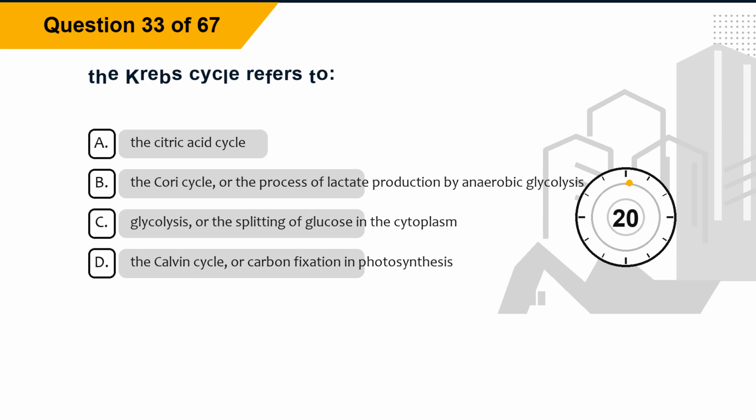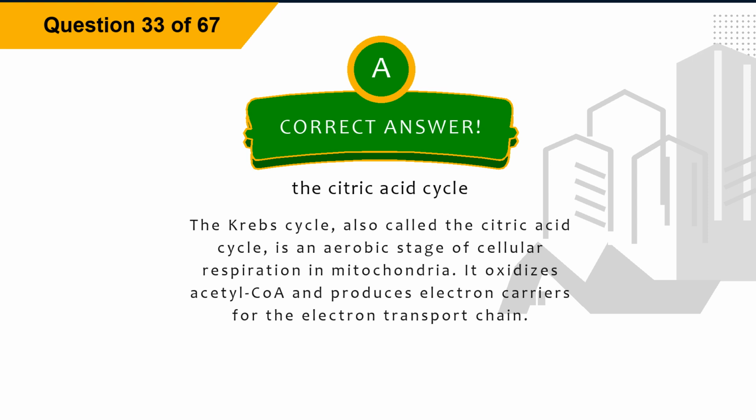Question 33. The Krebs cycle refers to option A, the citric acid cycle. Option B, the Cori cycle, or the process of lactate production by anaerobic glycolysis. Option C, glycolysis, or the splitting of glucose in the cytoplasm. Option D, the Calvin cycle, or carbon fixation and photosynthesis. The correct answer is option A, the citric acid cycle. Explanation. The Krebs cycle, also called the citric acid cycle, is an aerobic stage of cellular respiration in mitochondria. It oxidizes acetyl-CoA and produces electron carriers for the electron transport chain.